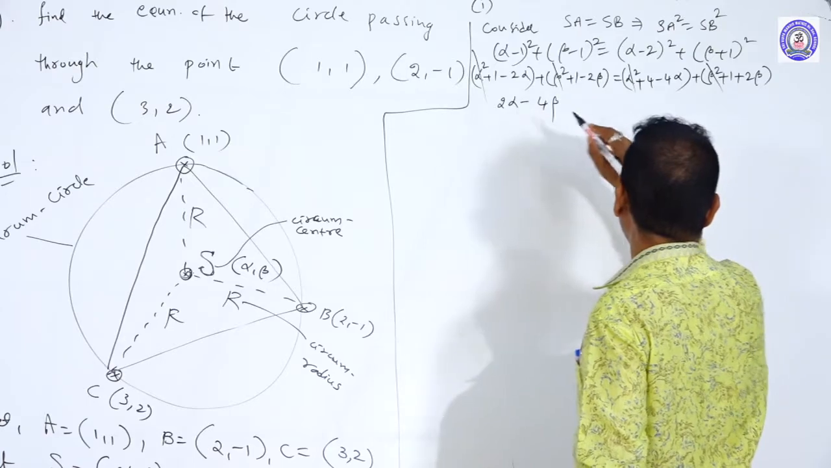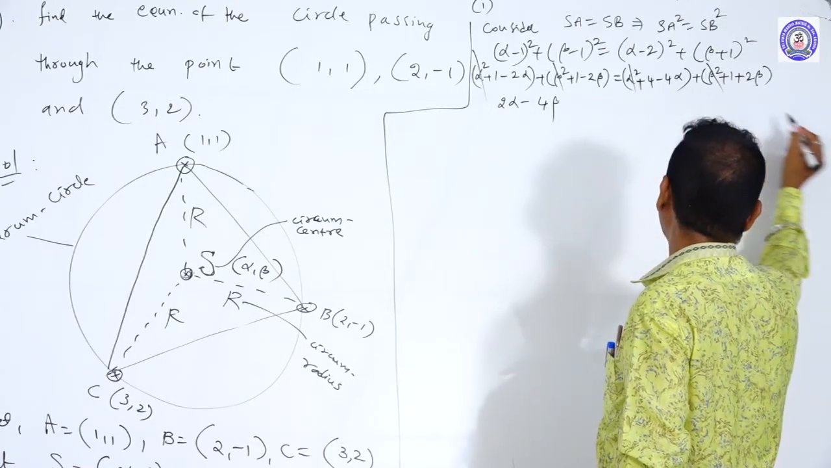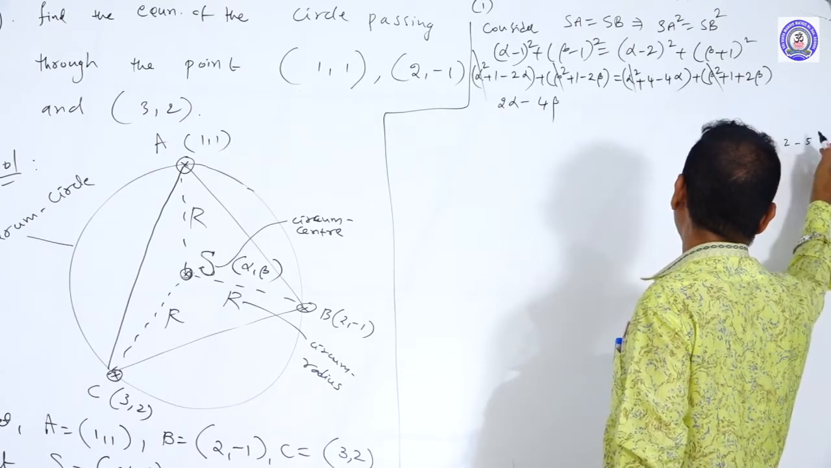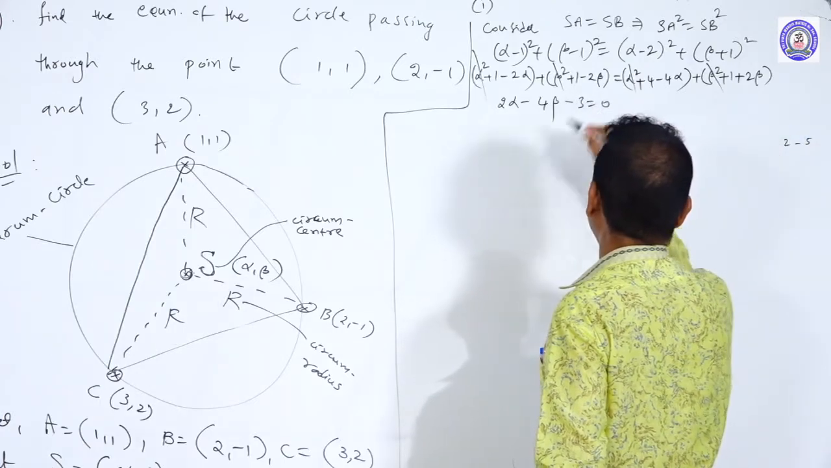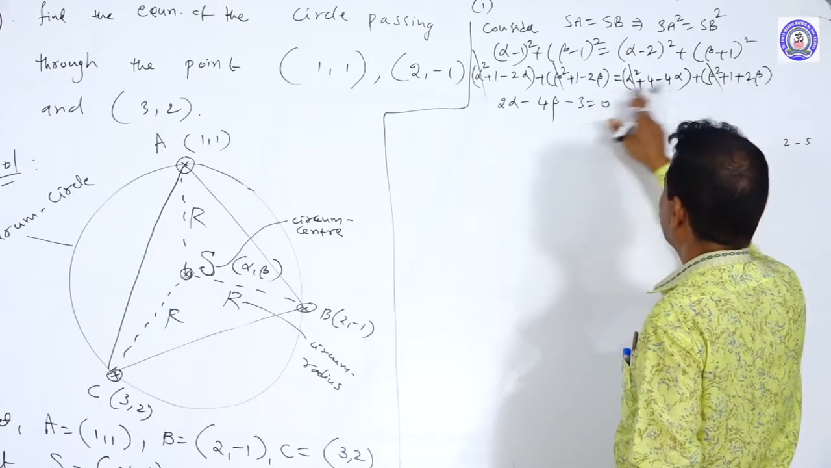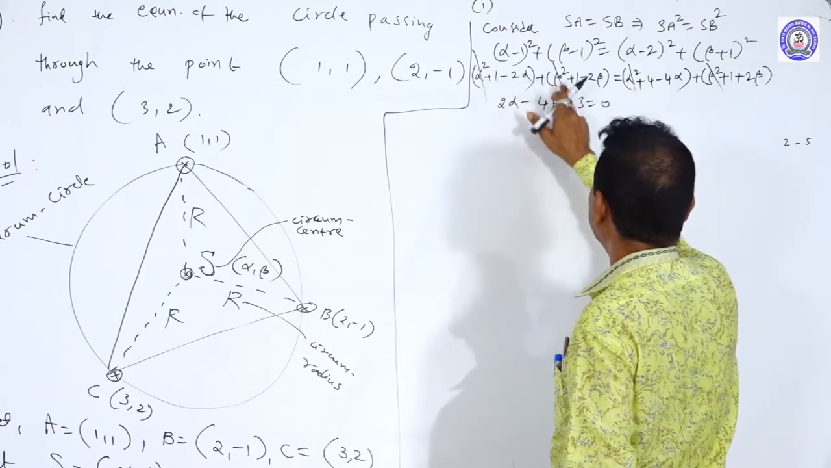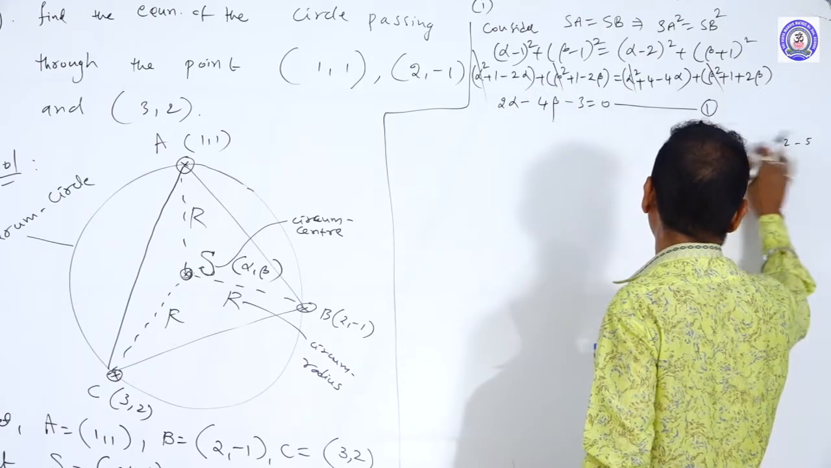Constant: left side 2, right side 5. So 2 minus 5, minus 3, equals 0. Okay, 4 plus 1 is 5, left side minus 5, minus 5 plus 2, minus 3. This is equation number 1.